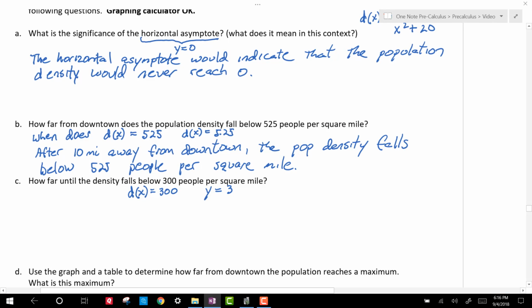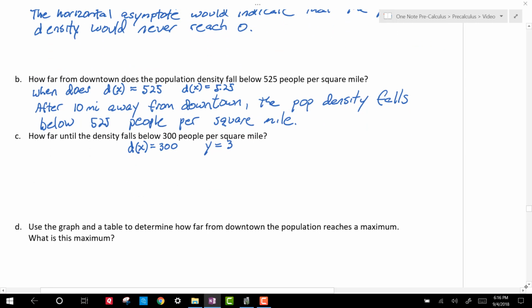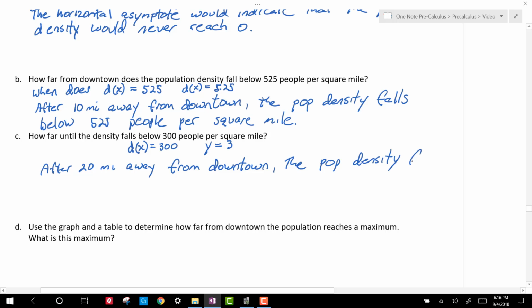All right? So the explanation here is exactly the same as above. Okay? After 20 miles away from downtown, the population density falls below 300 people per square mile.